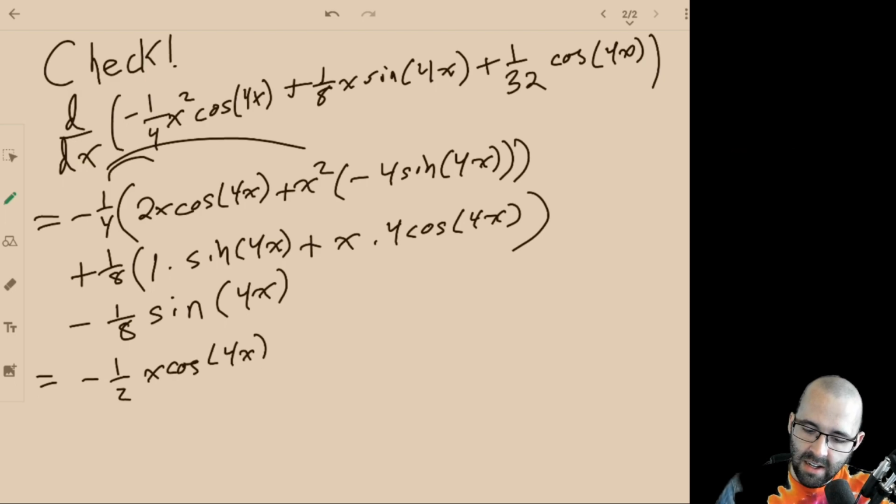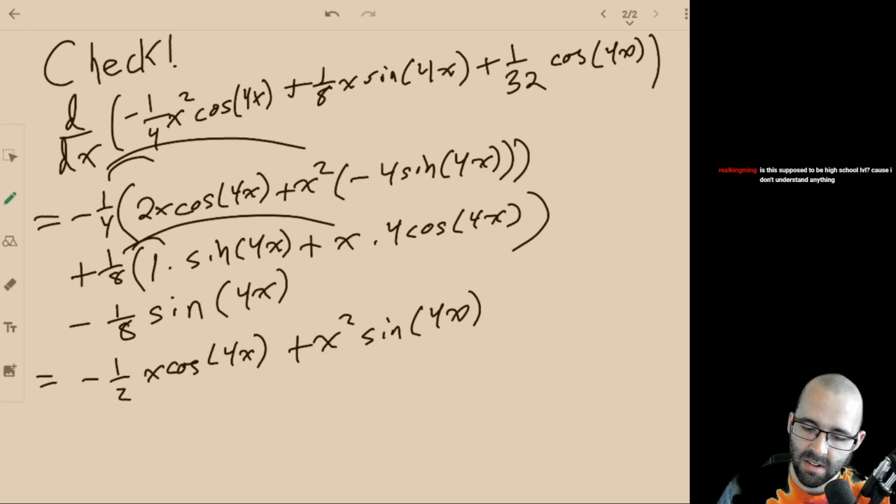That's that. And then distribute the negative fourth to this part, right? Negative fourth times negative 4 is positive 1 plus x squared sine of 4x. That's our first term. Now distribute the second one, right?